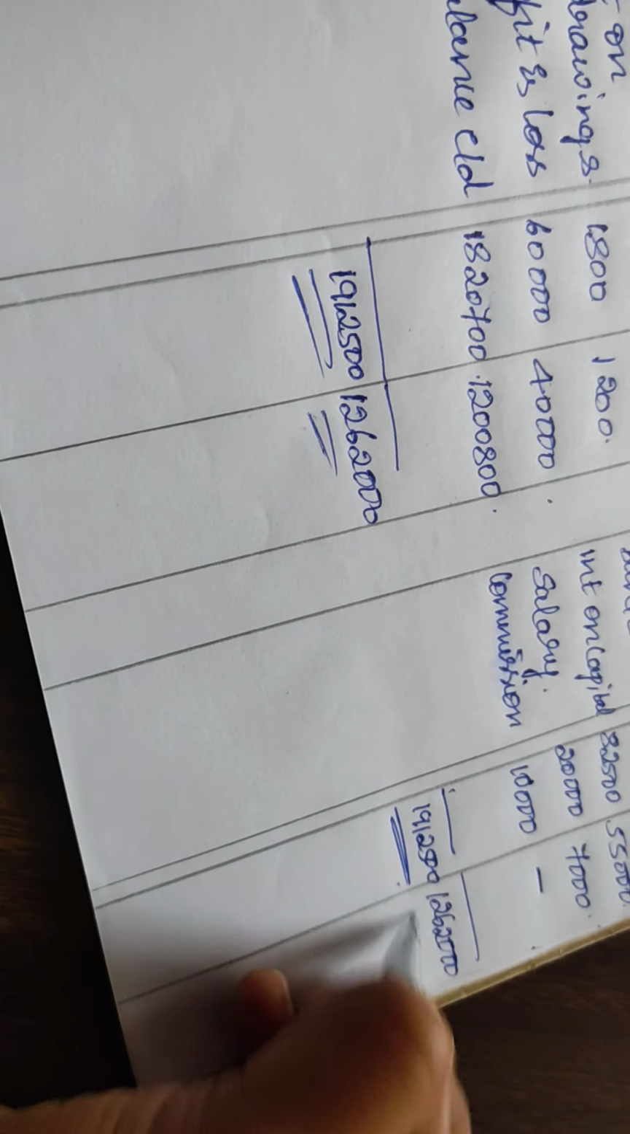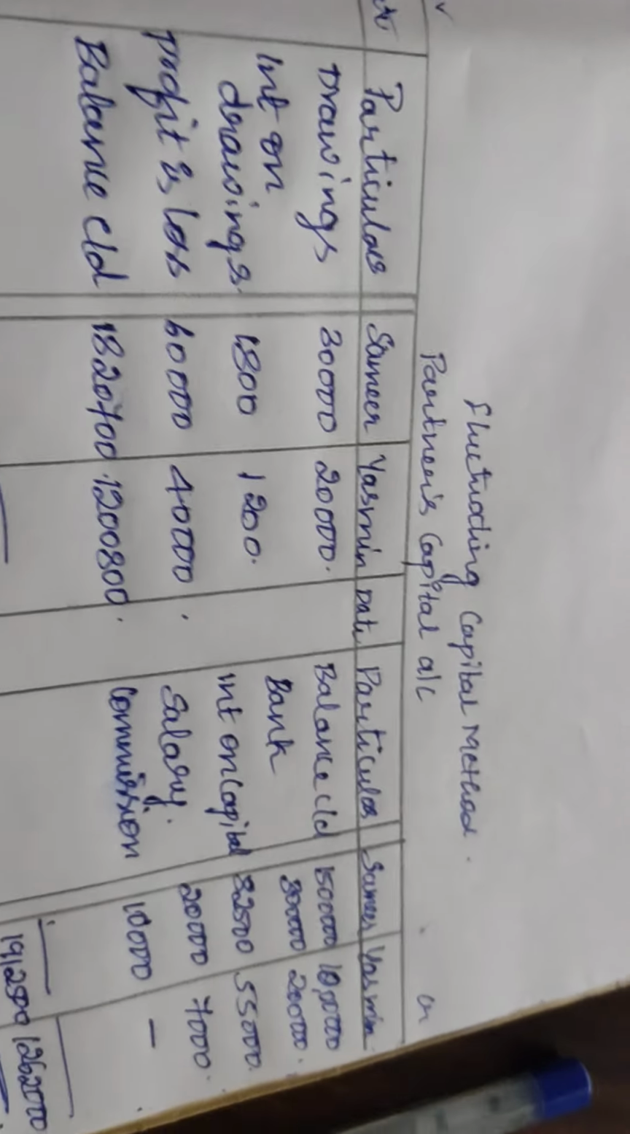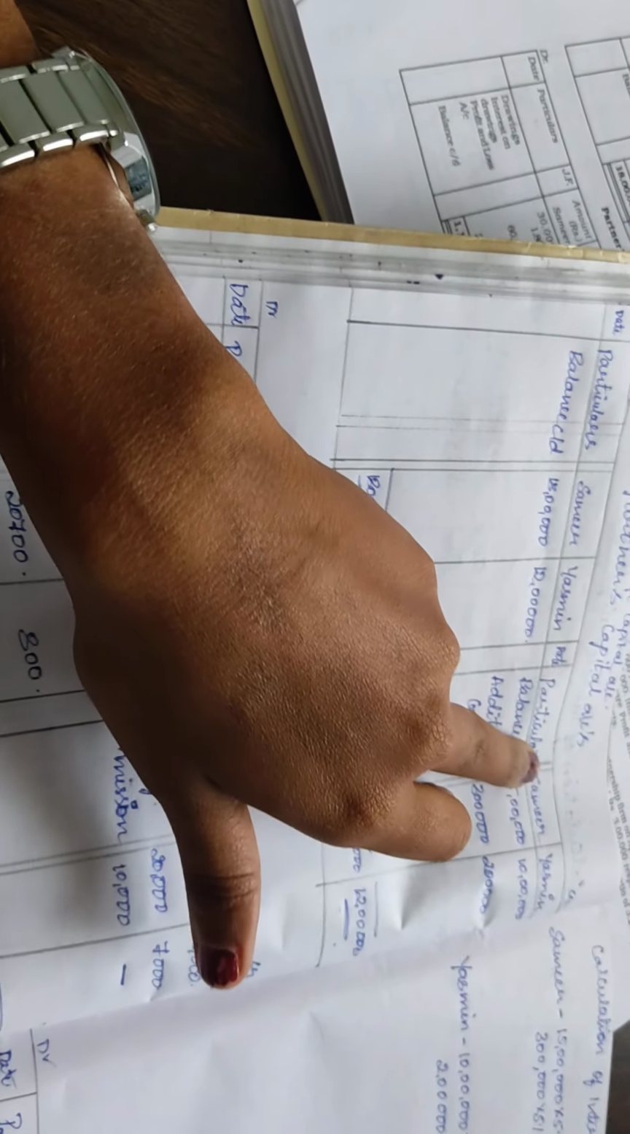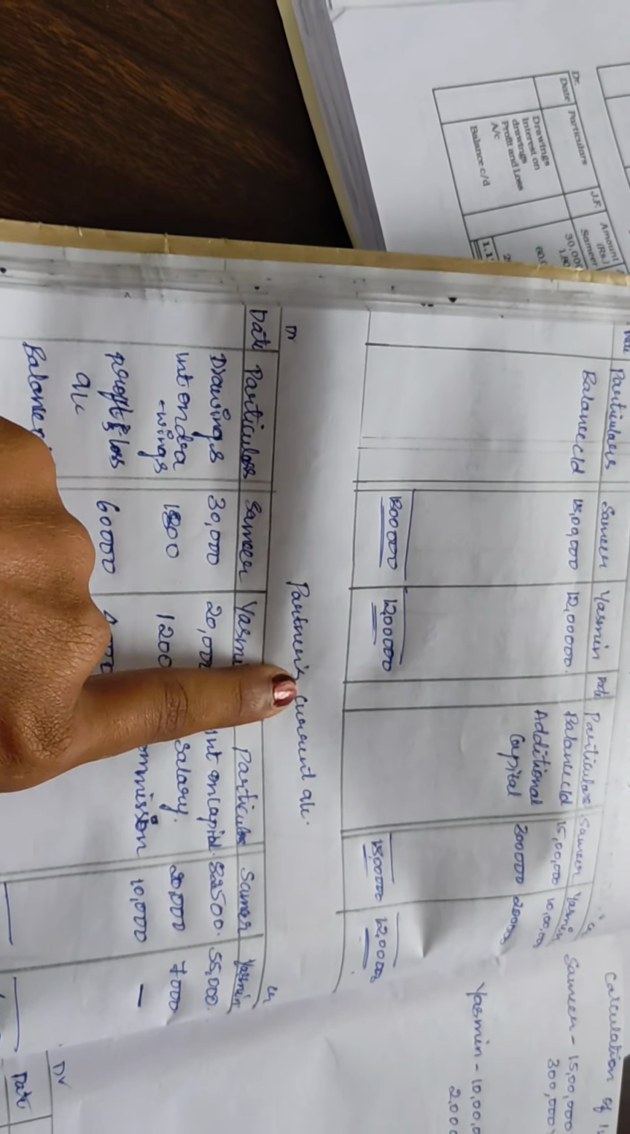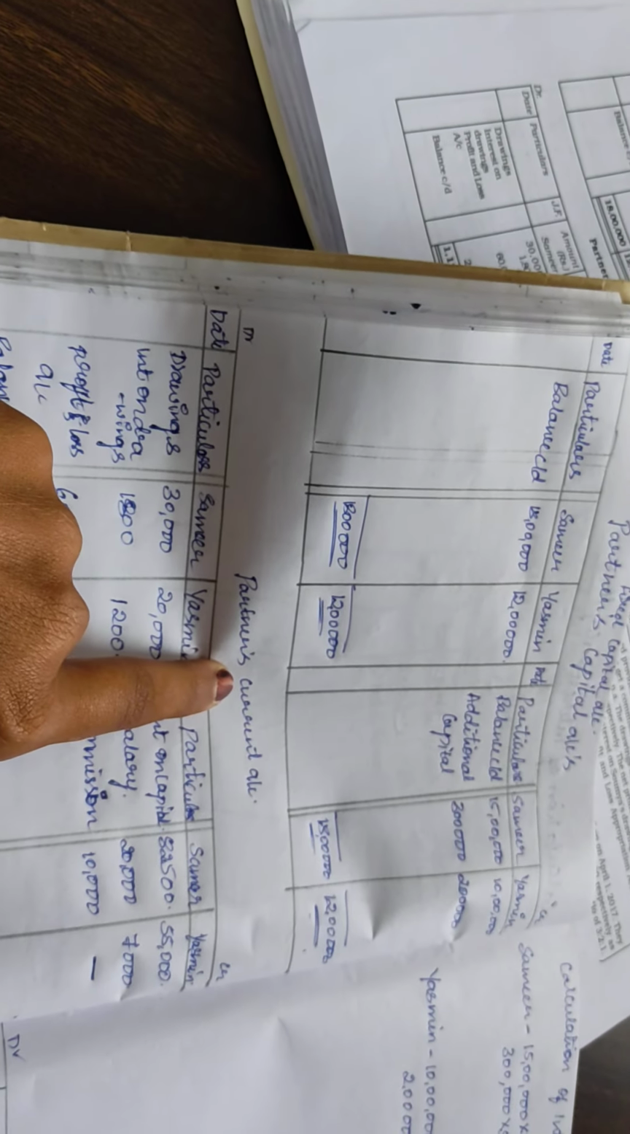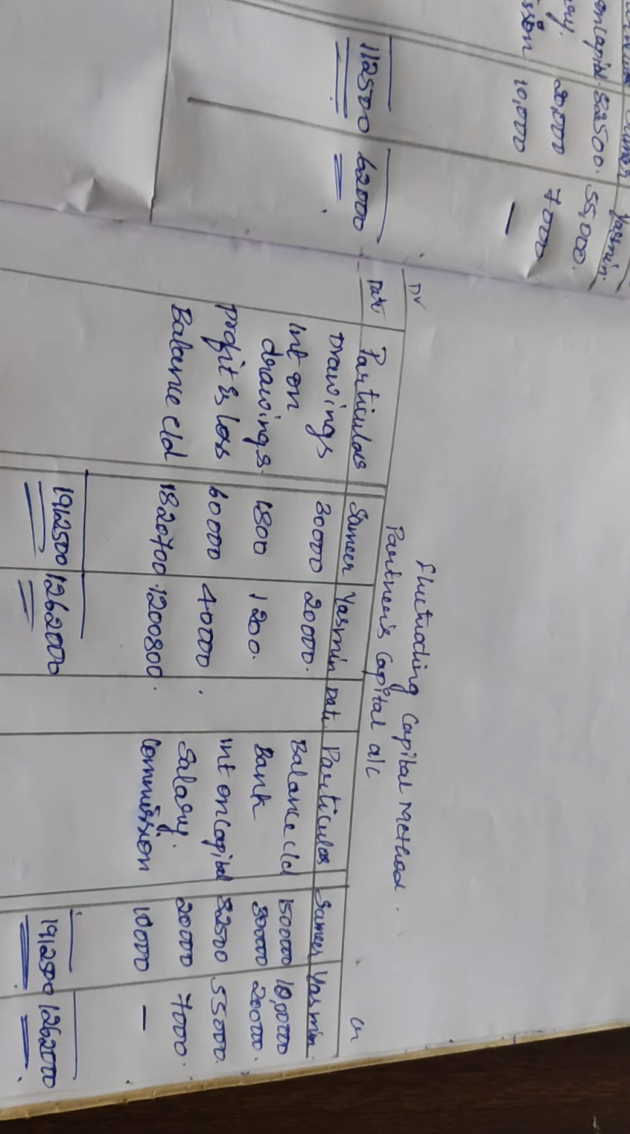So this is a small example of how we record the items under fixed and fluctuating capital method. You can observe that, as I said, under fixed capital method only the capital part will be taken under partner's capital account. Rest all adjustments will be done in the partner's current account. Whereas in the fluctuating capital method, including the capital, all these adjustments are done in the partner's capital account. In fluctuating capital method, we need not open separate current accounts. Okay, so this is a small example for fixed capital and fluctuating capital.